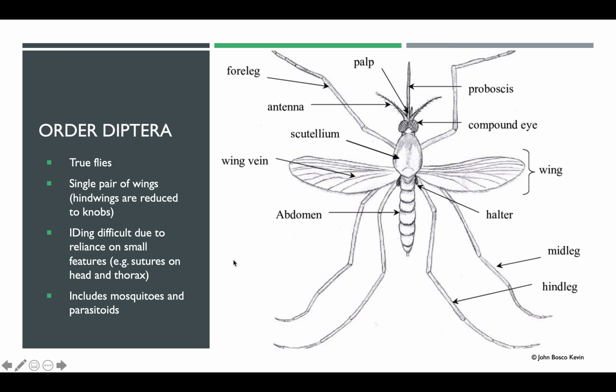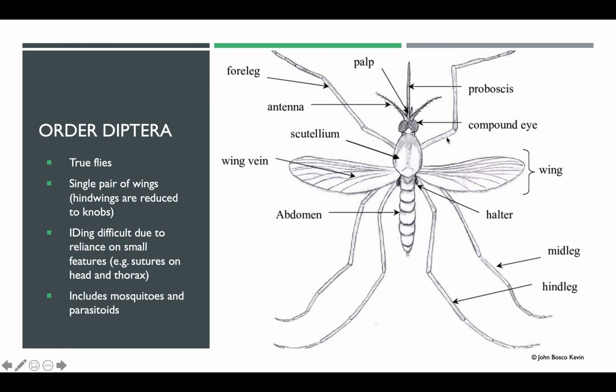True flies are really, really difficult to ID. I personally find them difficult to ID using a dichotomous key to families sometimes, and they're almost impossible to identify to species just because the features are so small, and flies can also be very, very small. But this order does include mosquitoes, your house flies, bee flies, and others.